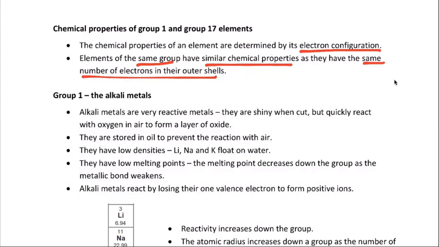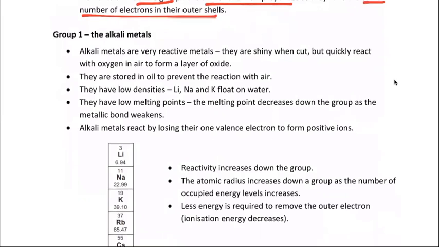So group 1, alkali metals. First off, like I said, they're the very reactive metals. They're the most reactive metals on the periodic table, compared to all of the other groups of metals. So some physical properties they have, they're shiny when you cut them, but very quickly they react with oxygen in the air. And so the shininess goes away and they're covered with a layer of oxide.